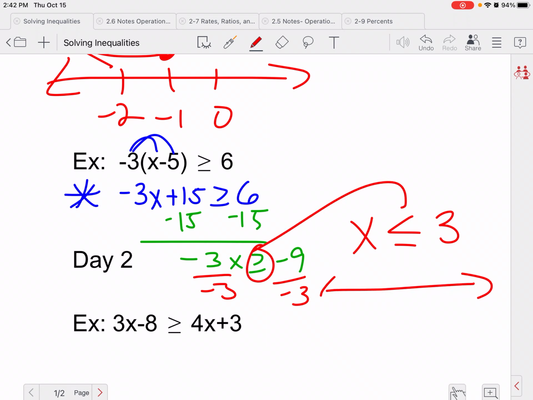And then, as always, we're going to graph it. So we're going to have a 3 here, a 2 here, and a 4 here. It's going to be a closed dot, and x is less than 3. So we're going to draw our arrow going that direction. Okay? The rest of that is for day 2, so we will talk to you later.